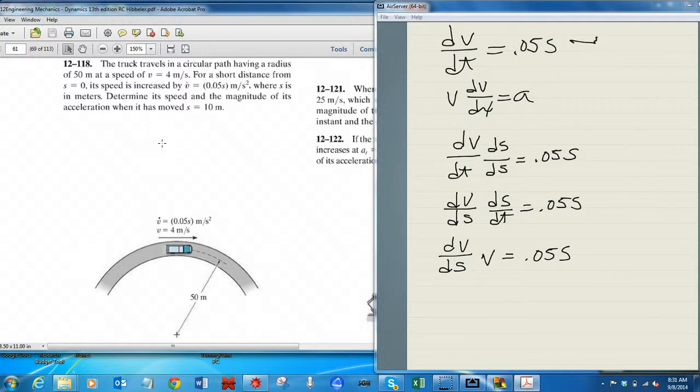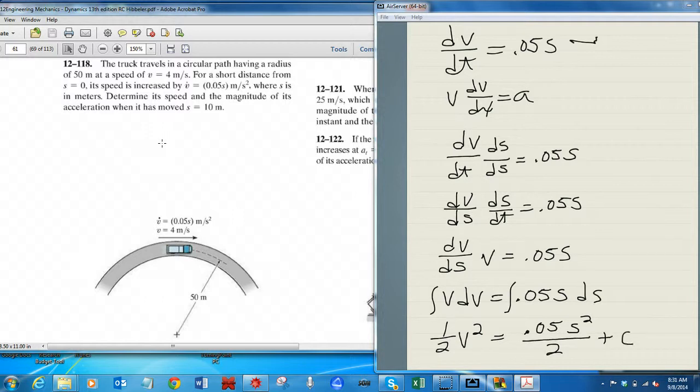Okay, separate the variables and integrate. Don't peek. You do it. See if that's what you got.